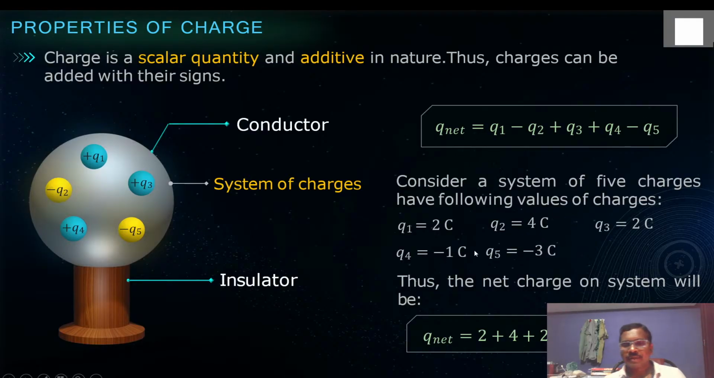Let us try one more problem like this. Q1 equals 2C, Q2 equals 4C, Q3 equals 2C, Q4 equals minus 1C, Q5 equals minus 3C. Then what is the total charge? We have to add them, and then finally we get the answer. So this is the way to calculate the total charge of a conductor, right?